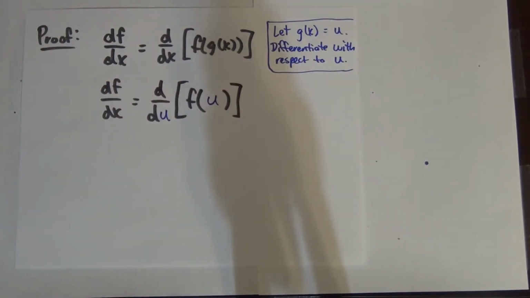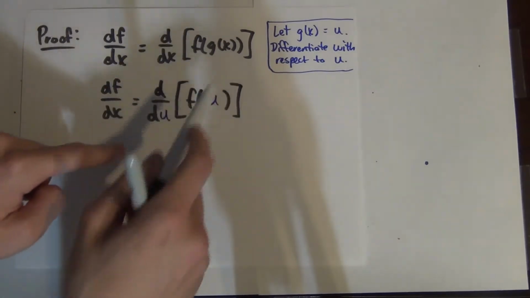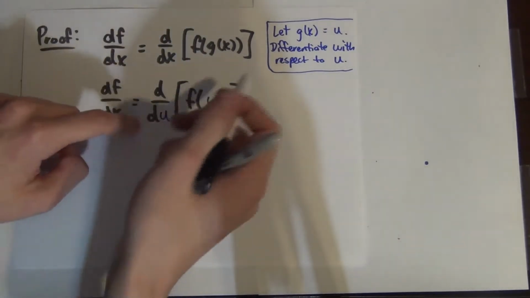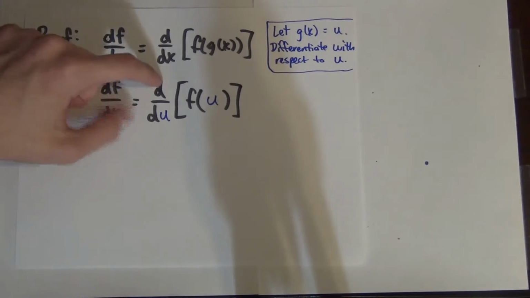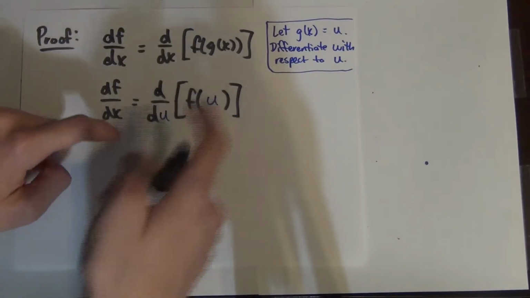Right? So after I differentiate this function, it's a function in terms of u. I plug u into the function, and what I end up getting is the derivative with respect to u. Okay, but there's a catch now. My function is now in terms of u.